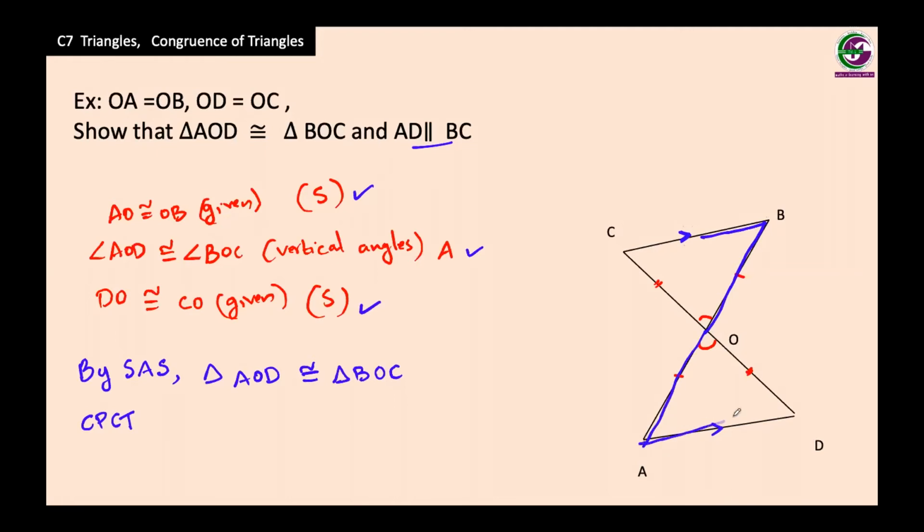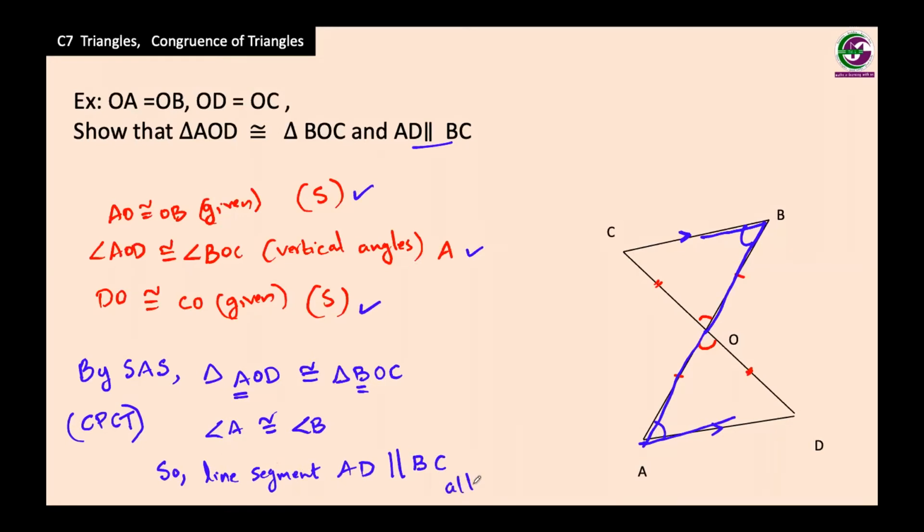Here we have a Z shape. Now let us see what is angle A and angle B. Angle A is congruent to angle B. How? By CPCT. By CPCT, angle A is congruent to angle B, so we can say that line segment AD is parallel to BC because alternate interior angles are equal.